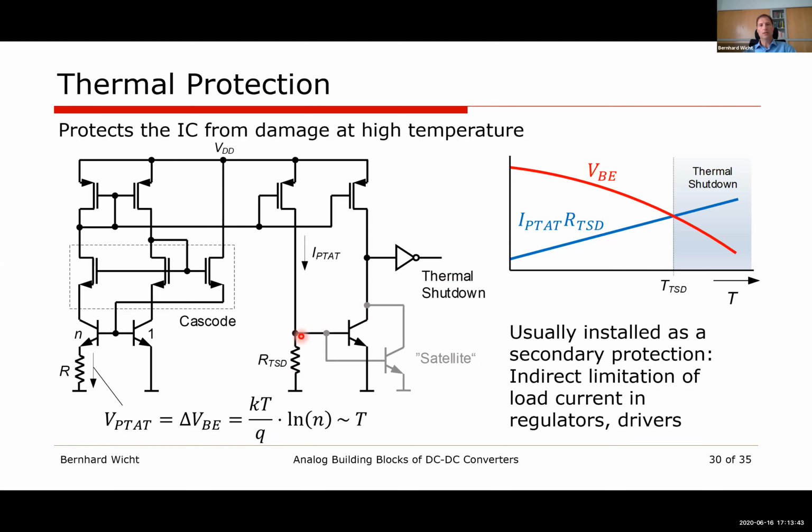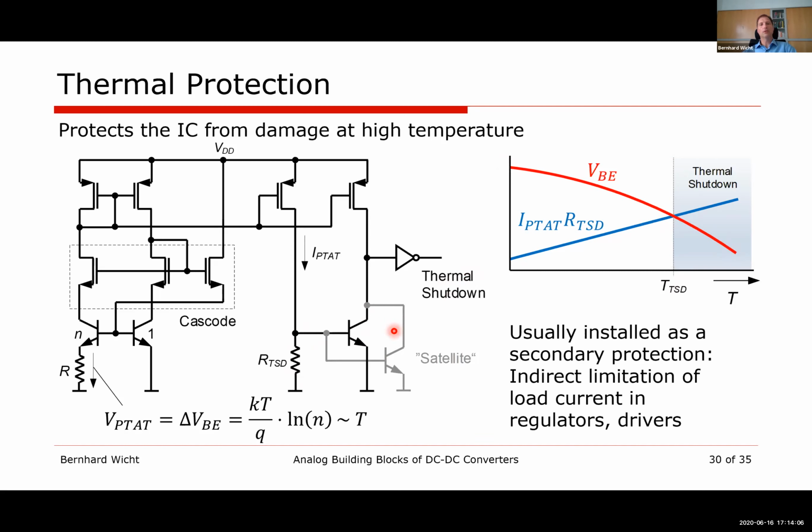we may exceed the forward voltage of the base emitter junction here of that guy. Then we turn on the thermal shutdown signal. So that's a well-defined temperature. Of course, the base emitter has a negative and highly nonlinear temperature coefficient. That's something that's a little bit tricky, but it works.